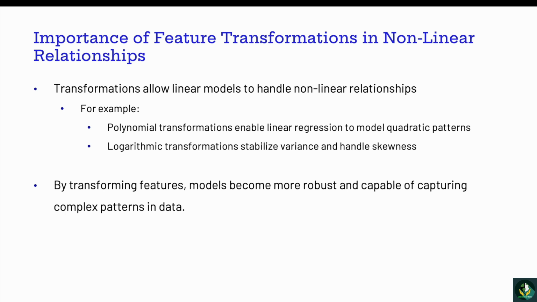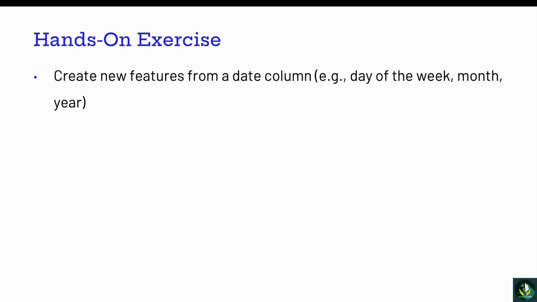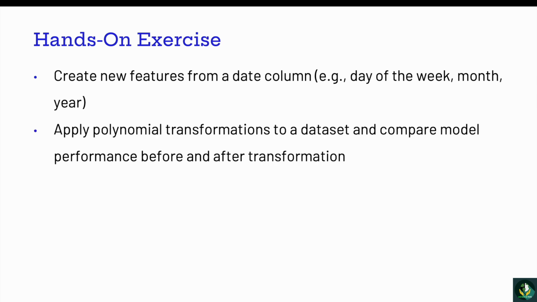With this in mind, let's jump into the hands-on exercise. Our hands-on exercise includes creating new features from the date column, for example day of the week, month, year, and applying polynomial transformation to a dataset and comparing model performance before and after transformation. So the objective again is to derive new features from a date column in a dataset and then apply polynomial transformations and evaluate their impact on model performance. We will be using the bike sharing dataset, which contains information about bike rentals, including date, temperature, and rental count.